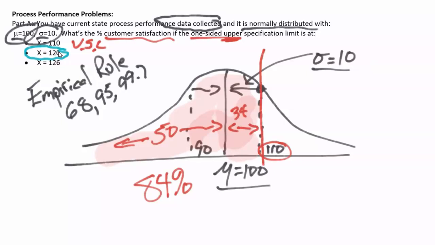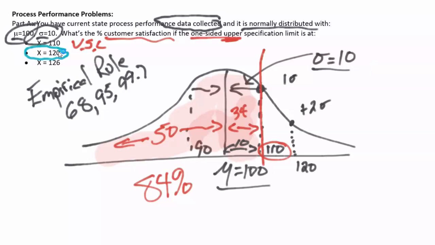Let's take a look. If this distance is 10, and that brings us out to 110, let's add that same distance again. I'll bring this out right here and drop it down. That's another 10, or we're at 120. This is also then at the +2 sigma level.